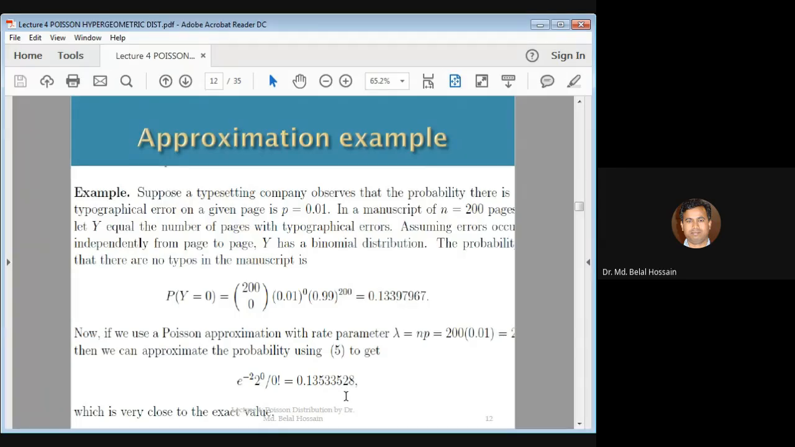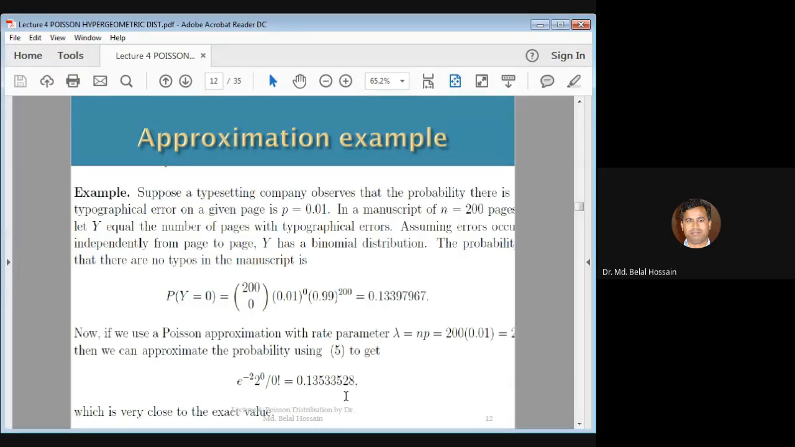So you see, up to 2 decimal places this is similar, so this is very close in terms of the probability calculation. N is only 200. Again, the probability up to 2 decimal places is the same for finding probabilities from the binomial distribution and the Poisson distribution. This is how it works.